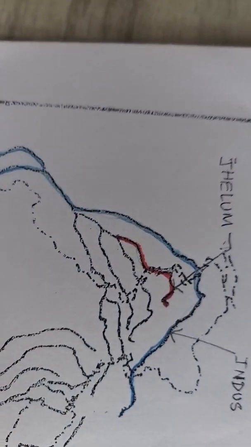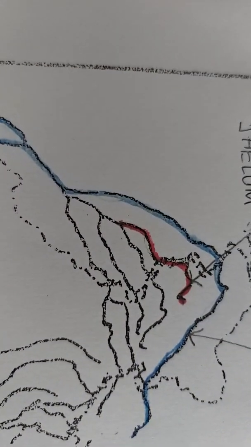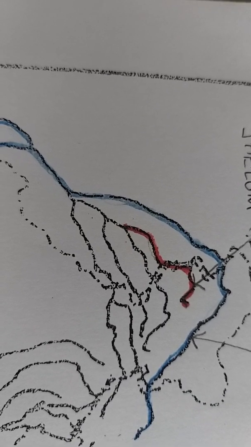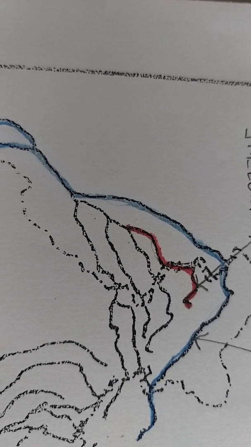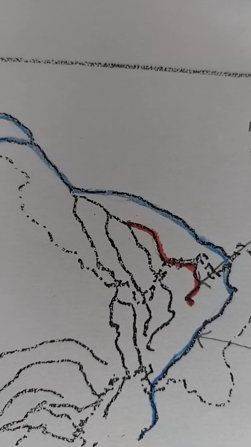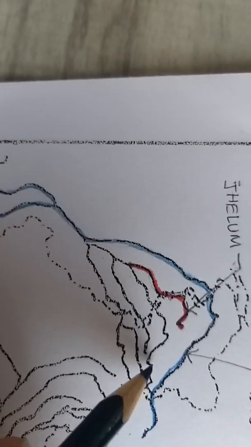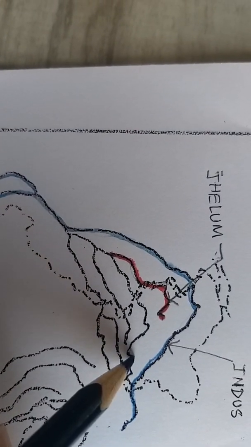Now let us mark the next river. The next river we are going to mark is river Chenab, the third line. As I told you, Chenab goes and connects the river Satluj. So I'll use blue color pencil now. Chenab river starts from this place, the third line.